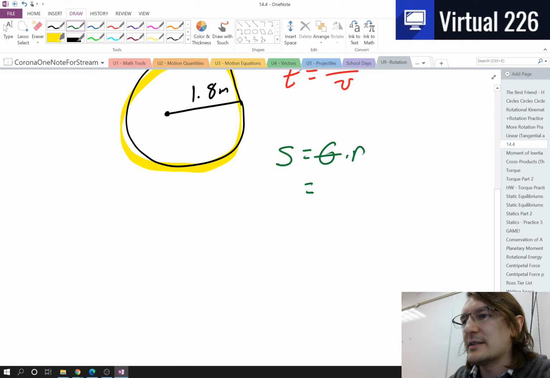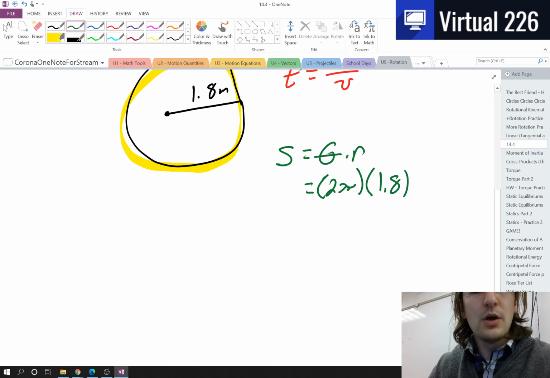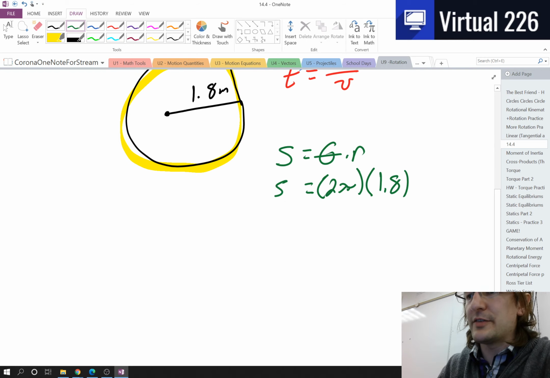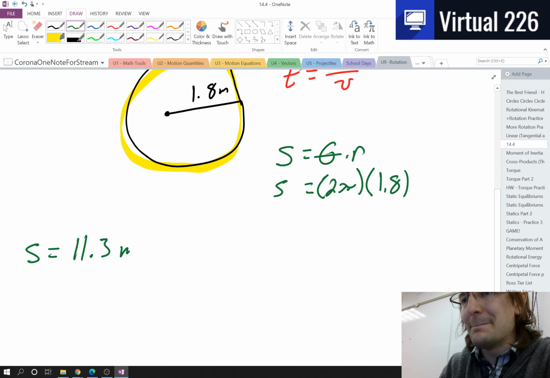and for a circumference, we know that to be exactly 2 pi, it's 2 pi radians in a circle, multiplied by the radius of 1.8 meters. So when we run this math here, 2 pi times 1.8 gives us this linear distance, and we find here that the linear distance is about 11.3 or 11.31 if you want to carry it, meters.